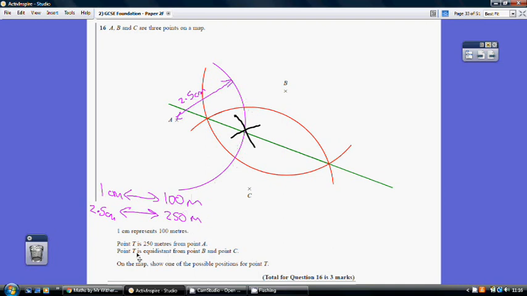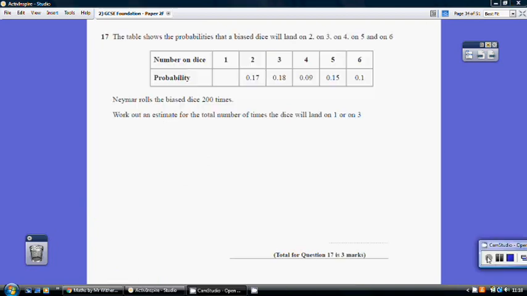Now the second fact we know about T is that it is equidistant from the points B and C. That means wherever it is, it is the same distance from B and C. So we need to draw in what's called a perpendicular bisector.